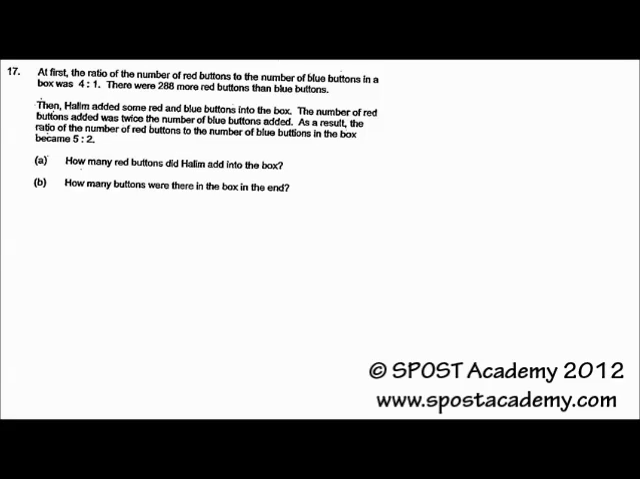So according to the first sentence, it says that the ratio of the number of red to the number of blue is 4:1. And we know that there were 288 more red than blue. So we know that in the beginning, red is to blue is 4:1. And since there were 288 more red, we know that red has got 4 units, blue has got 1 unit, red has got 3 units more than blue. Therefore, 3 units is equivalent to 288.